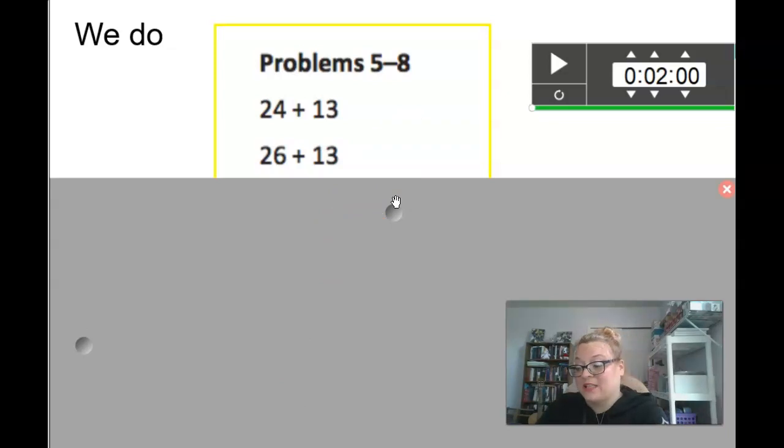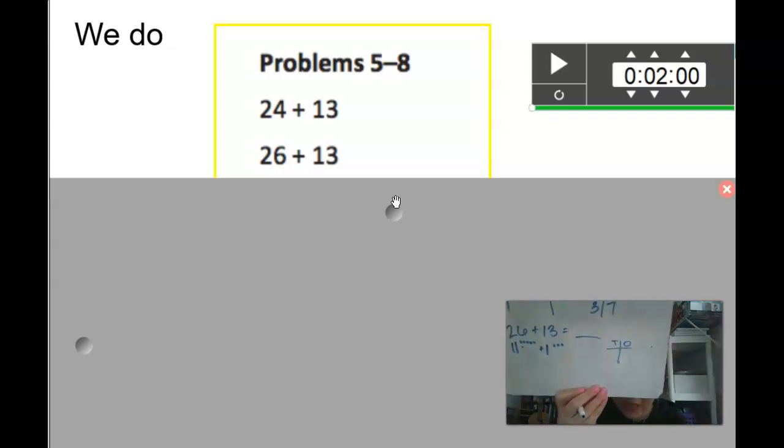26 plus 13 equals something. Count, draw it. How many 10s? How many 1s? And then in 13, how many 10s? How many 1s? And then we need to draw our 10s and 1s chart. So your board should look like this. Okay, go ahead and count your 1s.